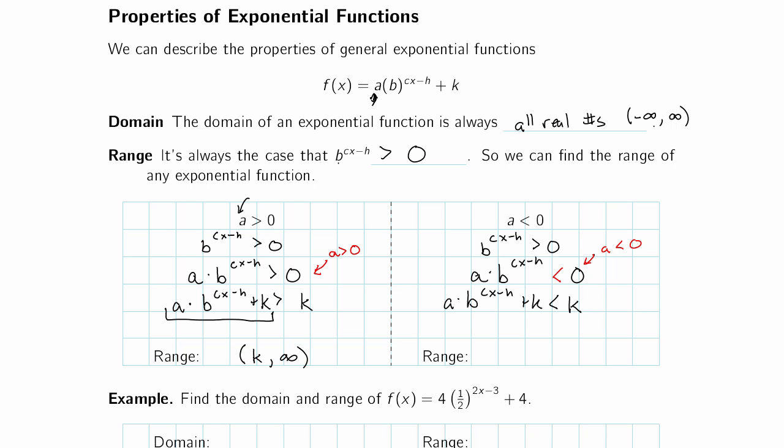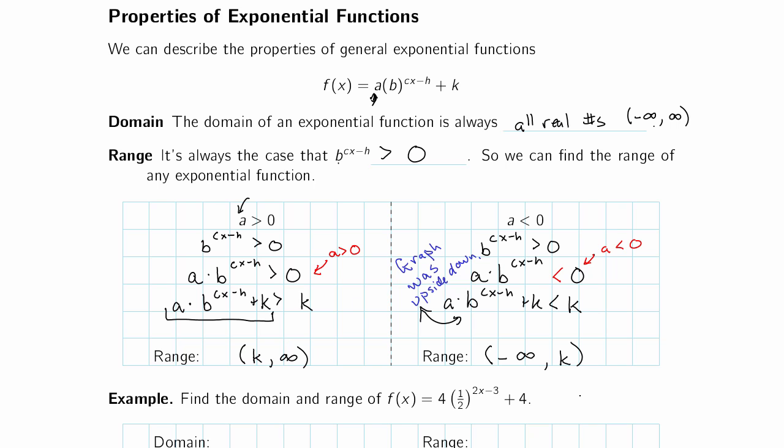In the graph, we saw that when a was negative, the graph was upside down. Here we see that the value of the function is always less than that number k. Same fact. The range is all of the numbers less than k, so in interval notation, negative infinity up to k. K itself is not included. We never quite get to that asymptote. We can't get 0 by taking a power of something.